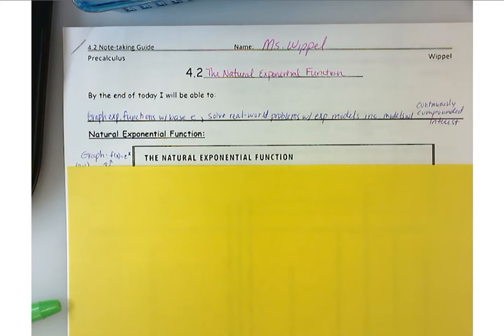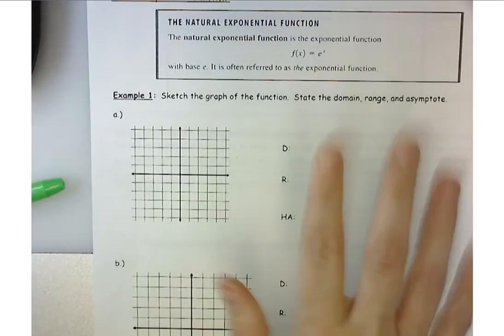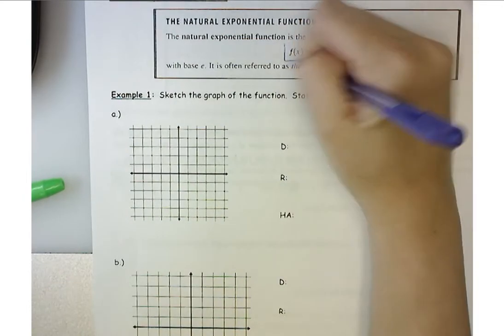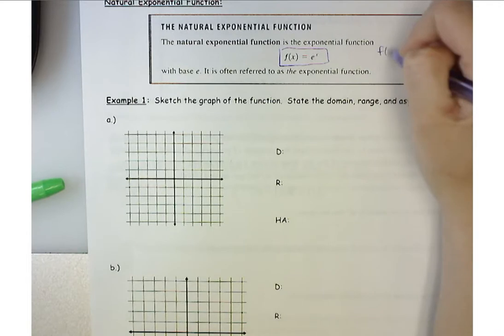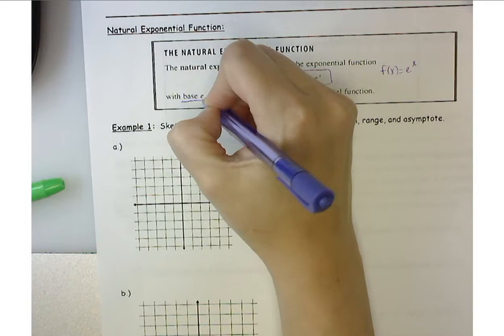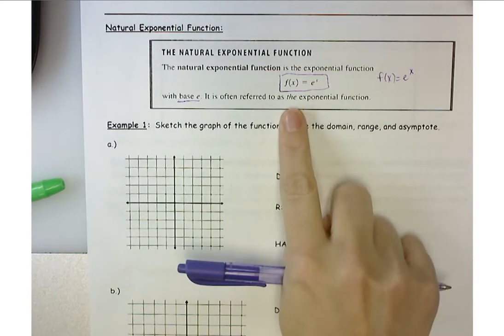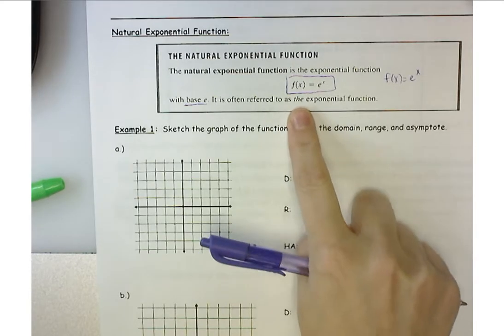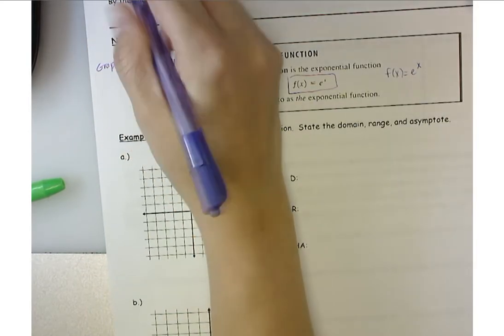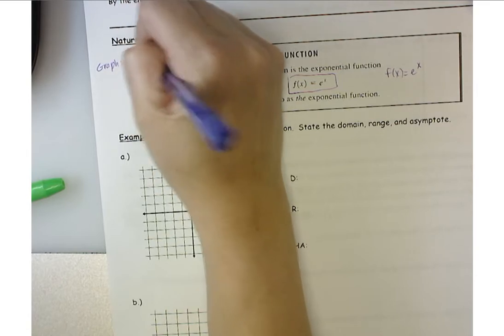And here they just give you the equation. We're actually going to draw a little graph that goes with it. Okay, so the natural exponential function is f of x equals e to the x. Again, you should be familiar with this from previous classes. Okay, and then your base is going to be e. So it is often referred to as the exponential function. Let's go ahead and just draw a sketch of the graph of the parent function. So like y equals e to the x.